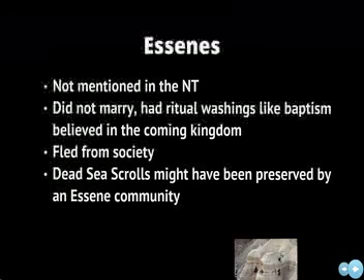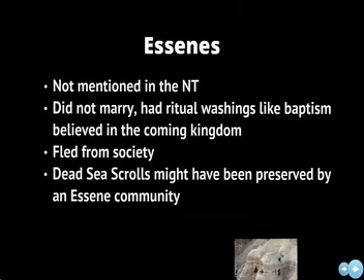Now, the community might not have lasted very long because they rejected marriage, but you've heard of something called the Dead Sea Scrolls, which is something that might have been preserved by an Essene community, and I think that's beyond dispute. But some people doubt that.